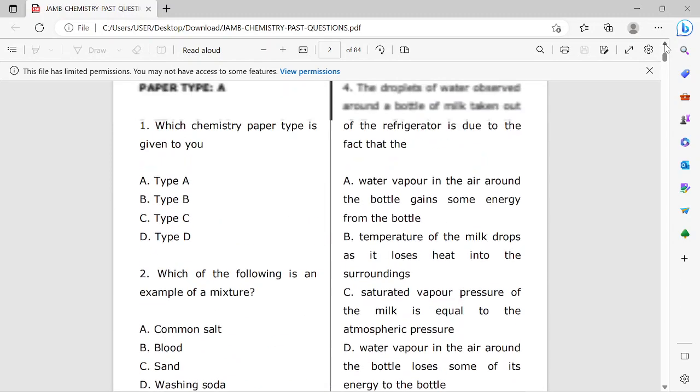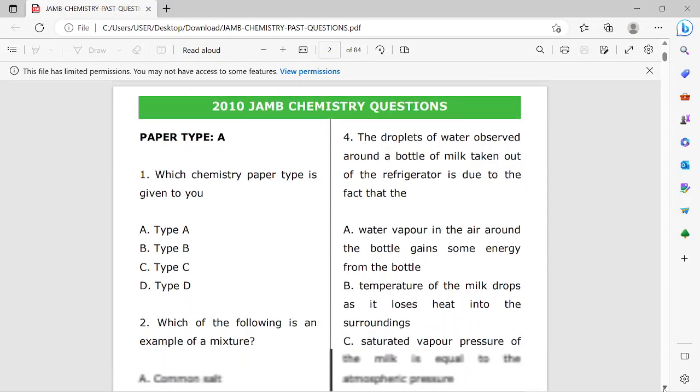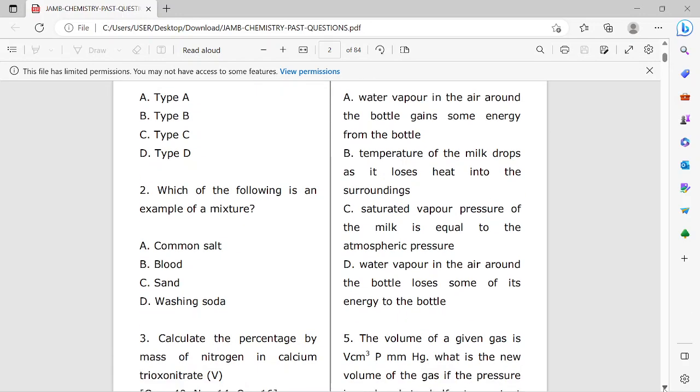In number 4, the question is: the droplet of water observed around a bottle of milk taken out of the refrigerator is due to the fact that A, the water vapor in the air around the bottle gains some energy from the bottle. B, temperature of the milk drops as it loses heat into the surrounding. C, saturated vapor pressure of the milk is equal to the atmospheric pressure. D, water vapor in the air around the bottle loses some of its energy to the bottle.